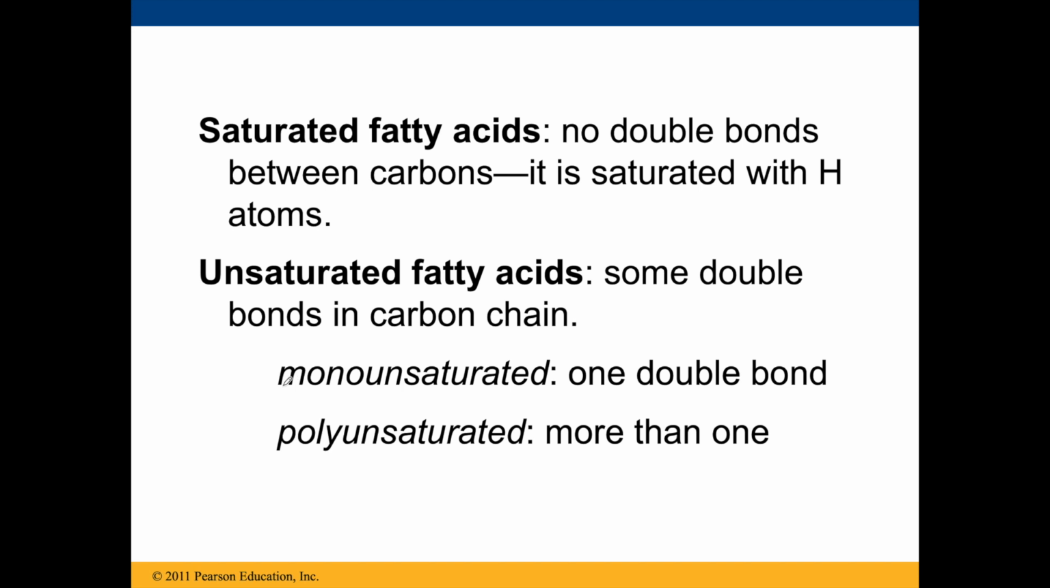Okay, remember this prefix mono means one. So a monounsaturated fat has one double bond. Poly means many. So a polyunsaturated fat has more than one double bond. Okay, so why do we care if the fatty acids in the fat molecules are saturated or unsaturated? The reason we care is because it changes the behavior of the molecule.